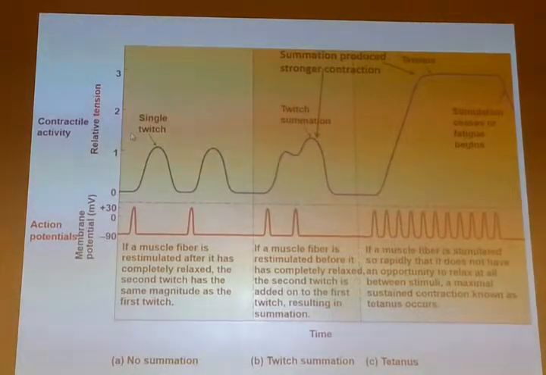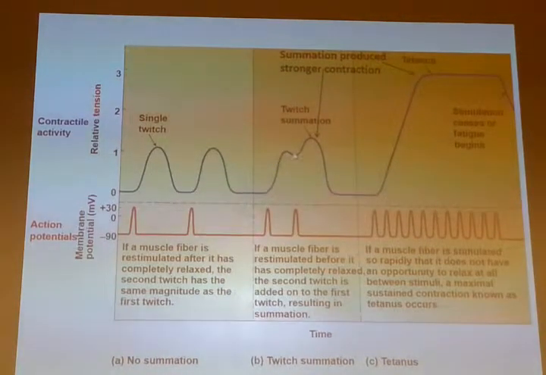Like neurons, you can sum twitches together. If the stimulus arrives and the muscle cell goes through its contraction and there's no stimulus for a period of time, and then you re-stimulate the muscle, if the muscle has come back to its resting length already, then there's no summation between the two twitches. But if you move the stimuli closer together so that the first contraction isn't finished before the next stimulus arrives, then you add tension together.